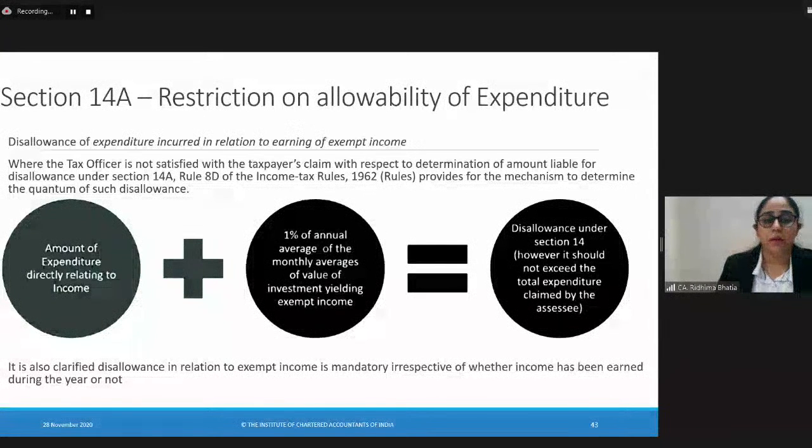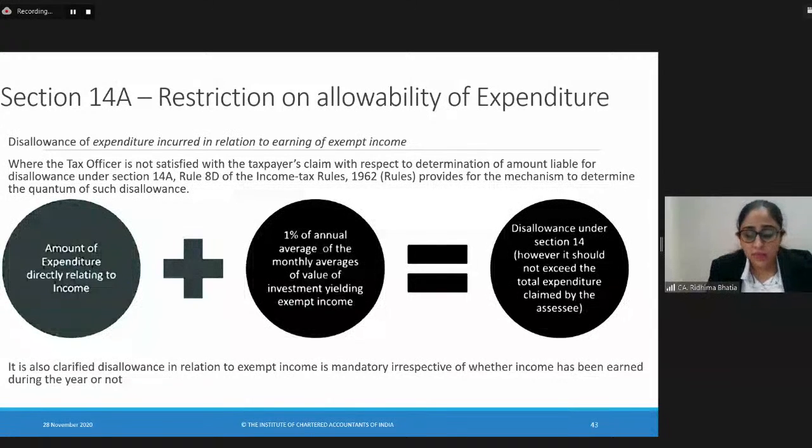Now, what used to happen, when the cases came to the assessing officer, they did not have any significant guidelines on how to disallow it. Maybe I have taken a loan, a part of it is used for earning exempt income, the other part of it is being actually used for the business purpose. How should we calculate such disallowances? So for them, Rule 8D came into picture that any assessing officer, if they have to make a disallowance under section 14A, they have to take the help of Rule 8D. In addition to the directly related expenditure, they can make a disallowance up to 1% of the annual average of the monthly averages of the value of investment yielding exempt income.